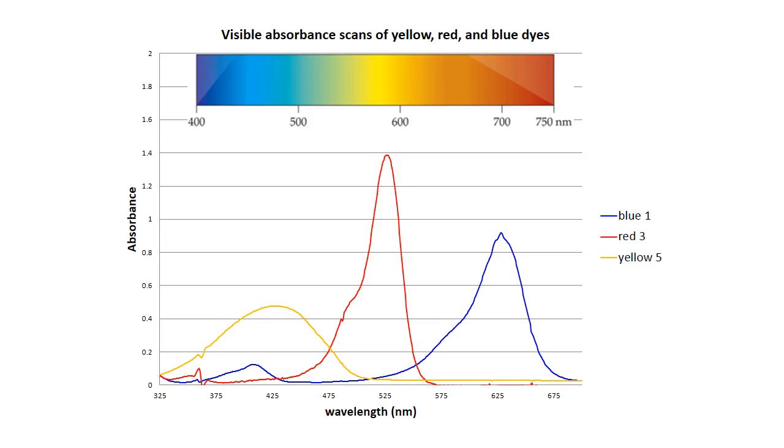But if you look at the top, the yellow dye absorbs at about 430 nanometers, which, if you look at the top, is actually a blue region of the spectrum, right? It's kind of a bluish violet. The red absorbs at about 525 nanometers, and 525 nanometers is green light. And then the blue dye absorbs at about 630 nanometers, which is orange light, right?